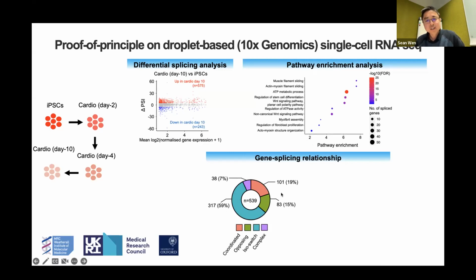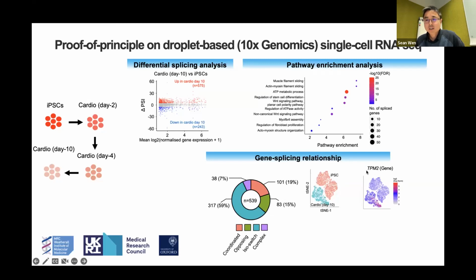Over here, we see the different categories of relationship, and we can see that more than half of this relationship falls under the category of isoform switching. It means that there's no change in gene expression profile between two cell populations, but there is an underlying change of splicing pattern between them. As a proof of principle, the two cell groups that I've chosen for this analysis are the stem cells, and cardiomyocytes at day 10.